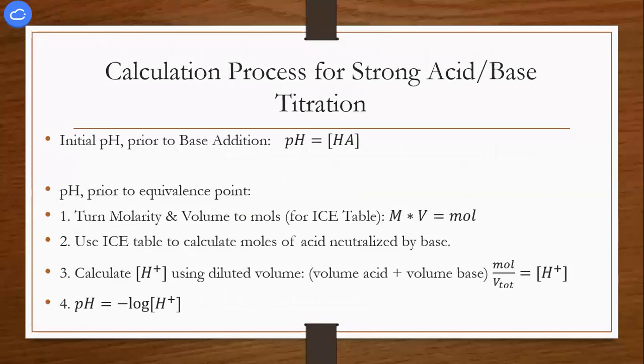But so how do you do this? How would you go about doing this, even if we don't really cover this on the test? Because of the nature of a strong acid, pH is going to equal the amount of H plus we have. And the amount of HA that remains is equal to the amount of H plus.